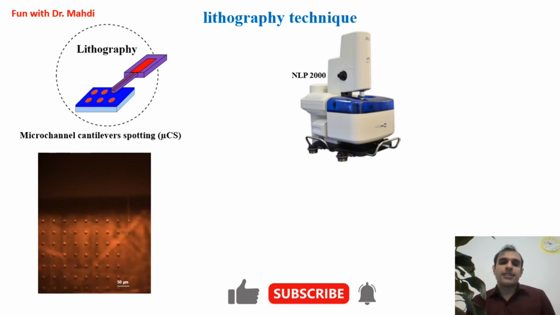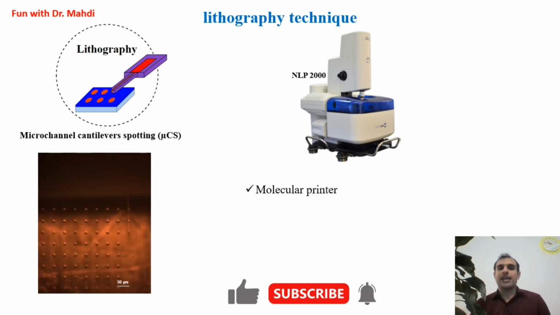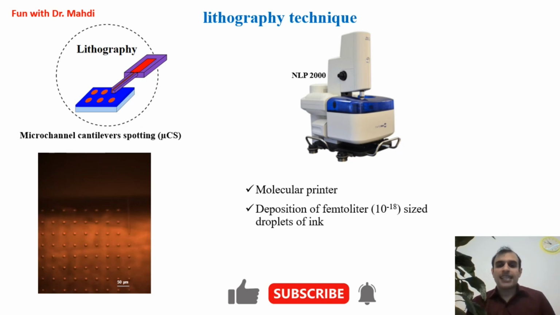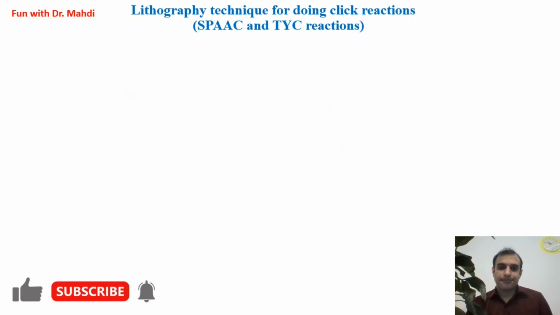But a question is here, why should we use a lithography technique for printing the molecule? Lithography has some advantages. For example, you can print different molecules such as phospholipid, lipid, protein, and everything else. And with this technique, you can have very, very small droplets, in very, very small volumes, near femtoliter, 10 to the minus 18. And after printing the molecule on the surface, you can have a micro array.